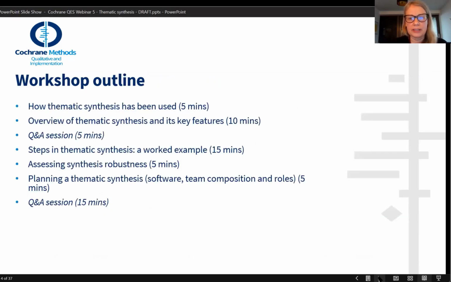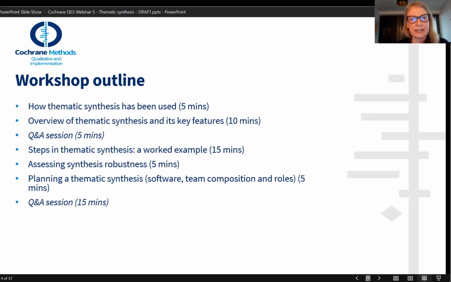You can go to the next slide, James. So what we're going to talk about for the next hour, we've divided it into different sections and have allowed some time for question and answers. James is firstly going to talk about how thematic synthesis is being used before giving an overview of the methods and some of its key features. And at that point, we'll pause for questions just for 5 minutes.